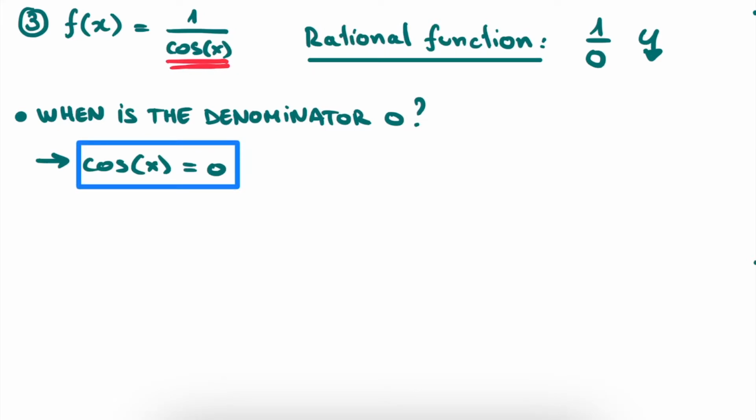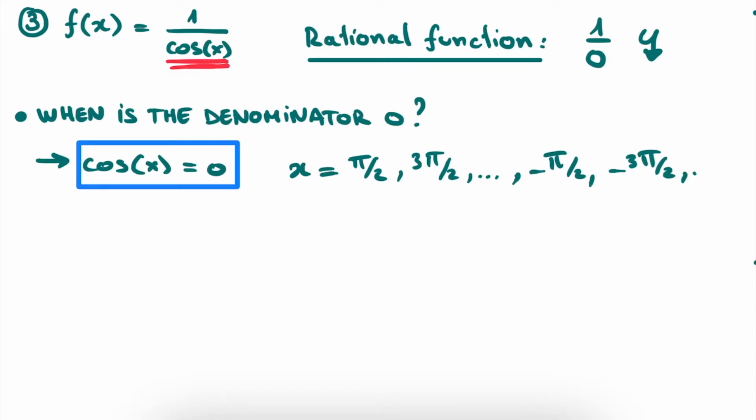And knowing the functional behavior of the cosine of x, we know that the cosine of x is 0 if x is equal to pi over 2, 3 pi over 2, and so on, always adding pi. But also in the negative direction, if x is minus pi over 2, minus 3 pi over 2, and so on. So for all of these values, the cosine of x is 0. And therefore, we know that the domain of this function will be any number except for all of these values.